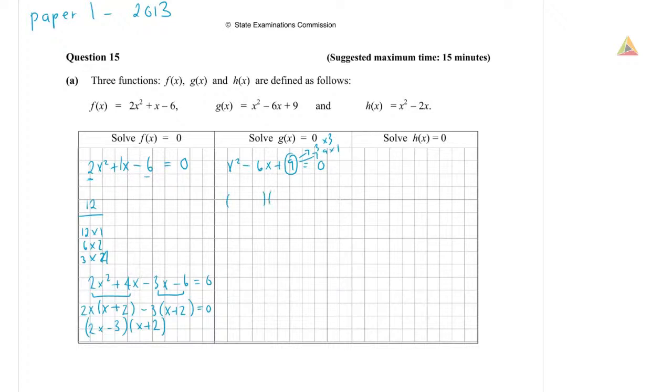So if we open up the brackets, put x in the first, x in the second. Now, if we use 3 and 3 and we need a minus 6, they both need to be minus. So x minus 3 and x minus 3. So our value here is x minus 3 equals 0. So x is equal to 0 plus 3. So x equals 3.